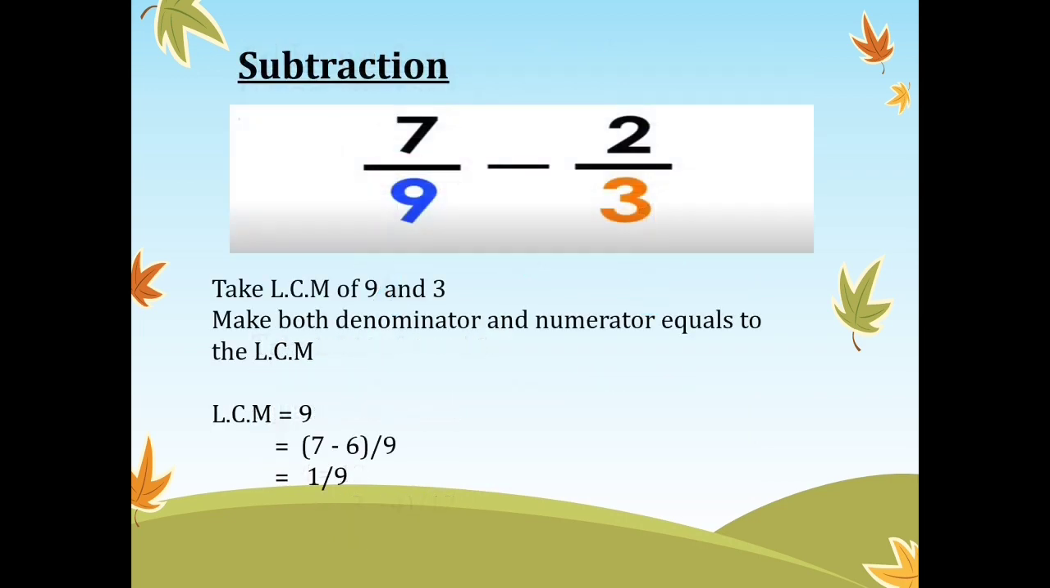Next, same for the subtraction. We will take the LCM for the different denominators and then make both the denominator and numerator equal to the LCM, which is 9. Now 7 minus 6 upon 9. So the answer is 1 upon 9.